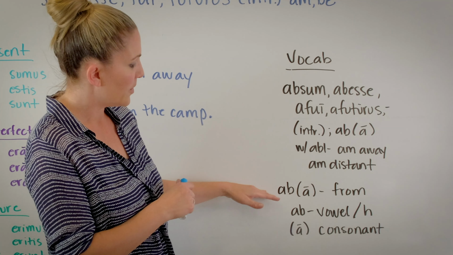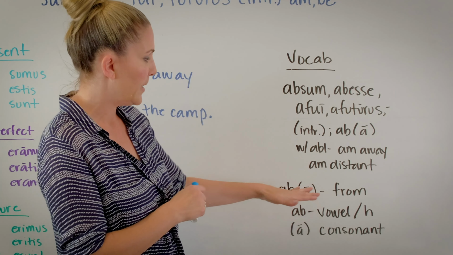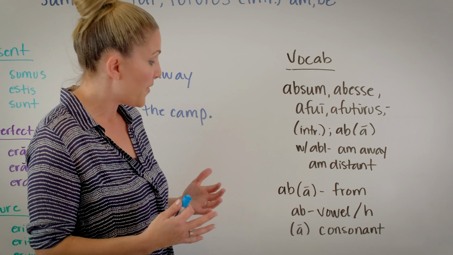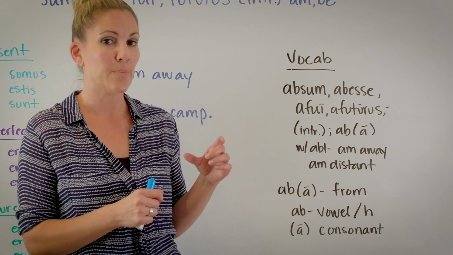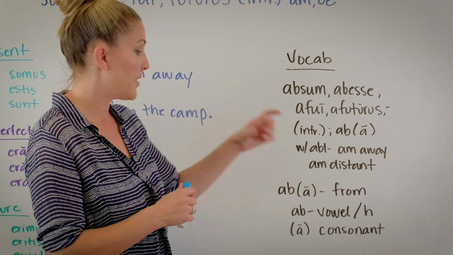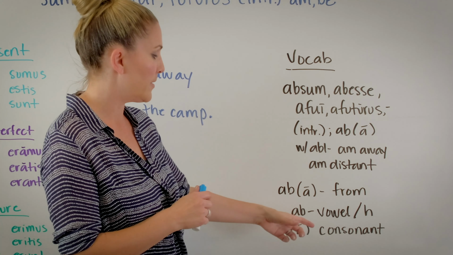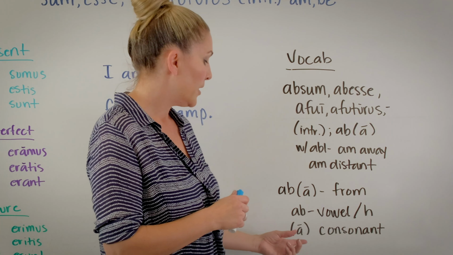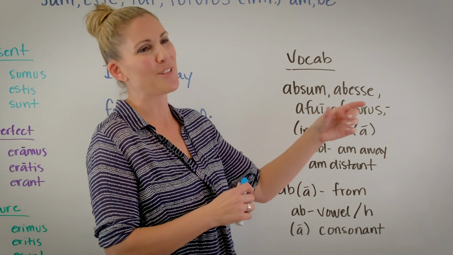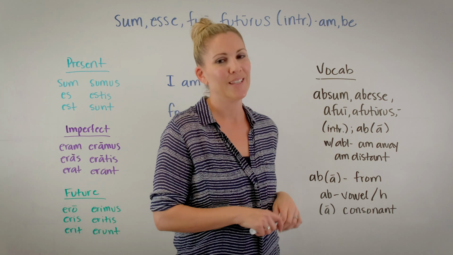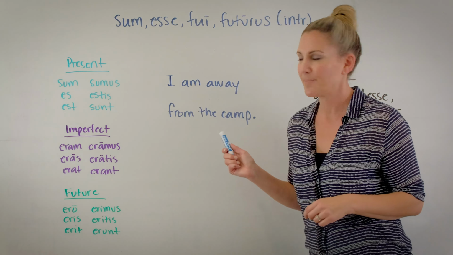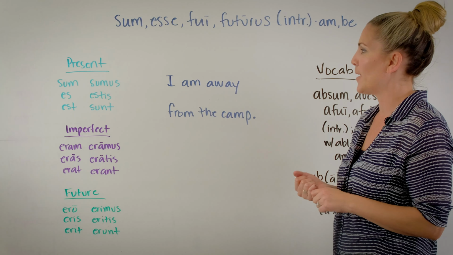And this particular preposition, ab or a, meaning from, takes the ablative. One of the rules for ab and a, if you're using it as a preposition, is that you will use ab if the word that follows it, the object of the preposition, starts with a vowel or an H. You will use a if the object of the preposition starts with a consonant. So let's put all that fabulous information together and see if we can translate a sentence. All right: I am away from the camp.